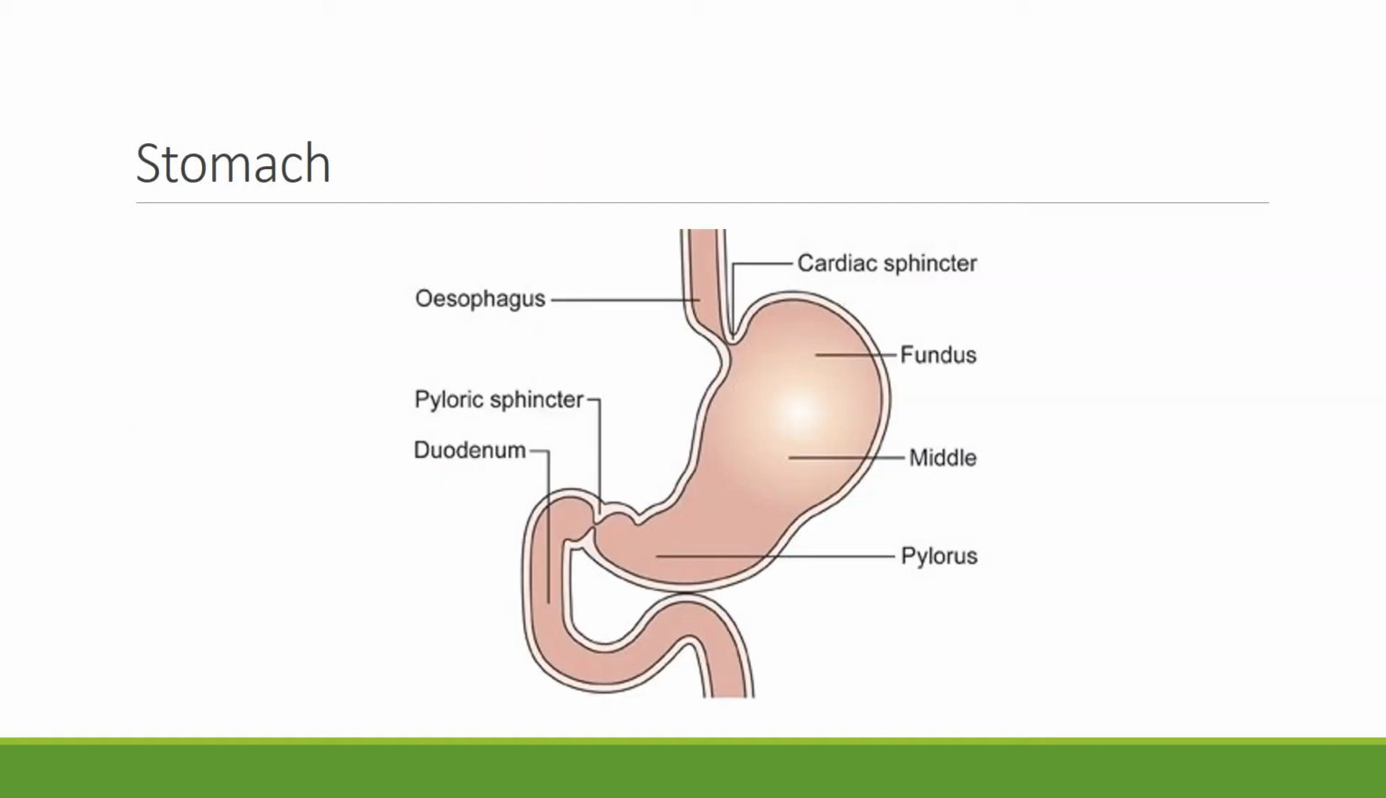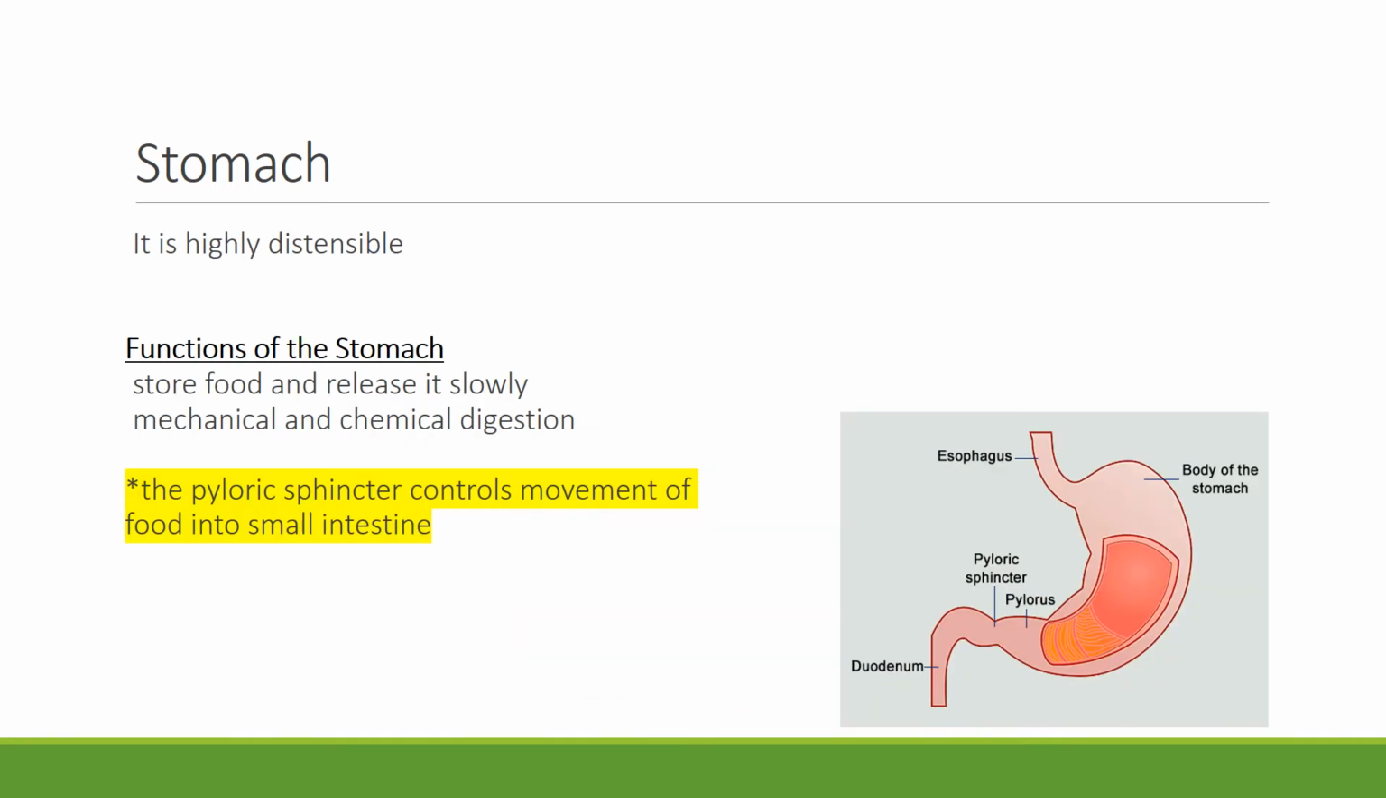Here is a diagram of the stomach. Be sure you know all of these parts. The stomach is a highly distensible organ. That means it's very stretchable. The stomach has 2 functions, and that is to store food and release it slowly, and the mechanical and chemical digestion of food. At the bottom of the stomach is a valve called the pyloric sphincter that controls the movement of food from the stomach into the small intestine.